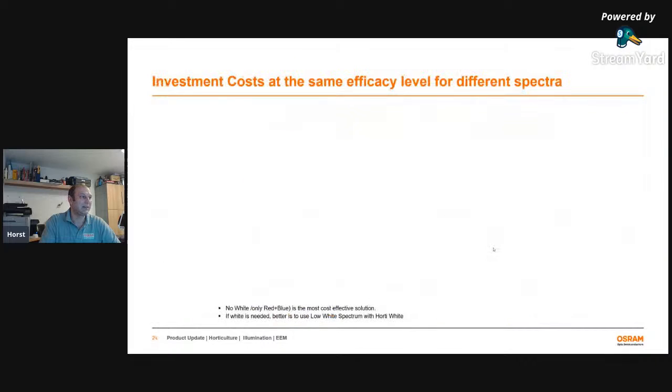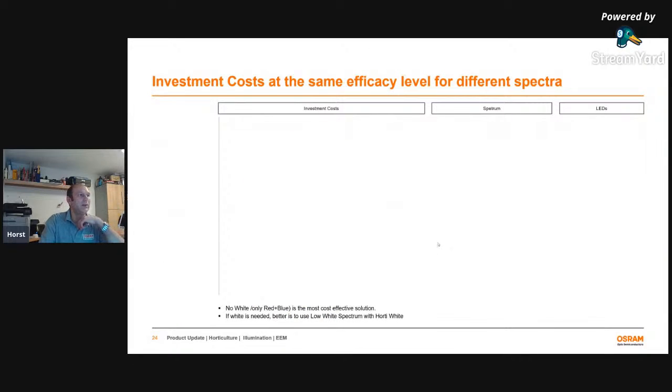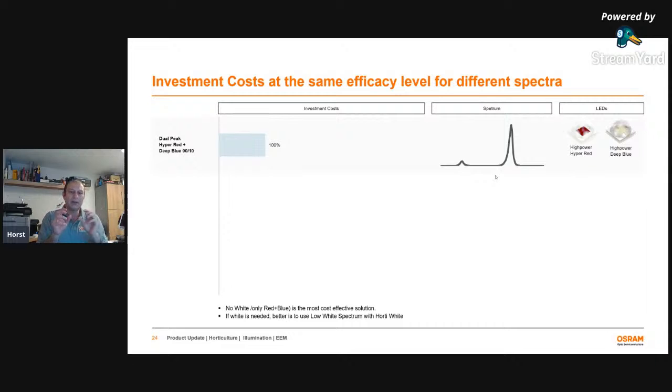So I will skip this slide. Now we will come to a point where we say, okay, investment, costs, efficiency, and now you can see what is the most interesting spectra in terms of costs, in terms of efficiency, and somehow costs and efficiency are related. If I have a very efficient system, this means, not necessarily but very strongly, that I need a low count of LEDs, which is then, of course, more interesting in terms of cost.